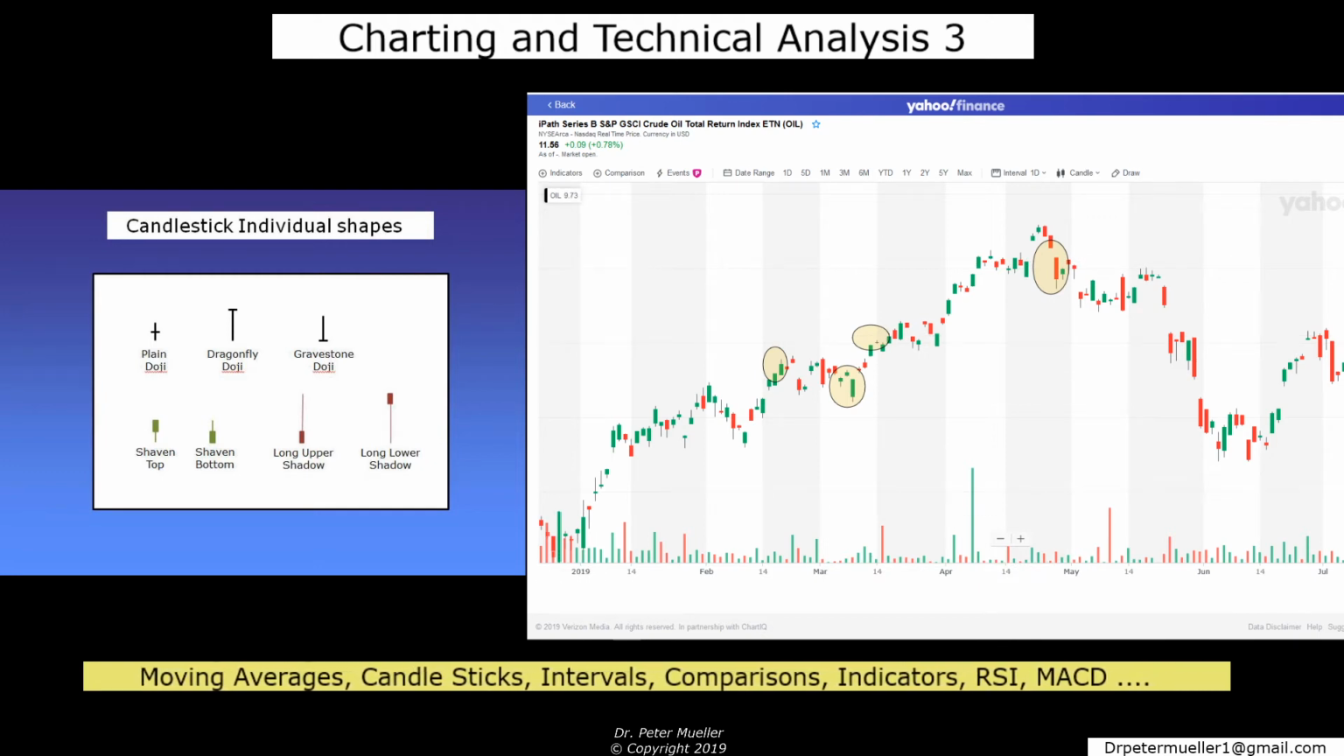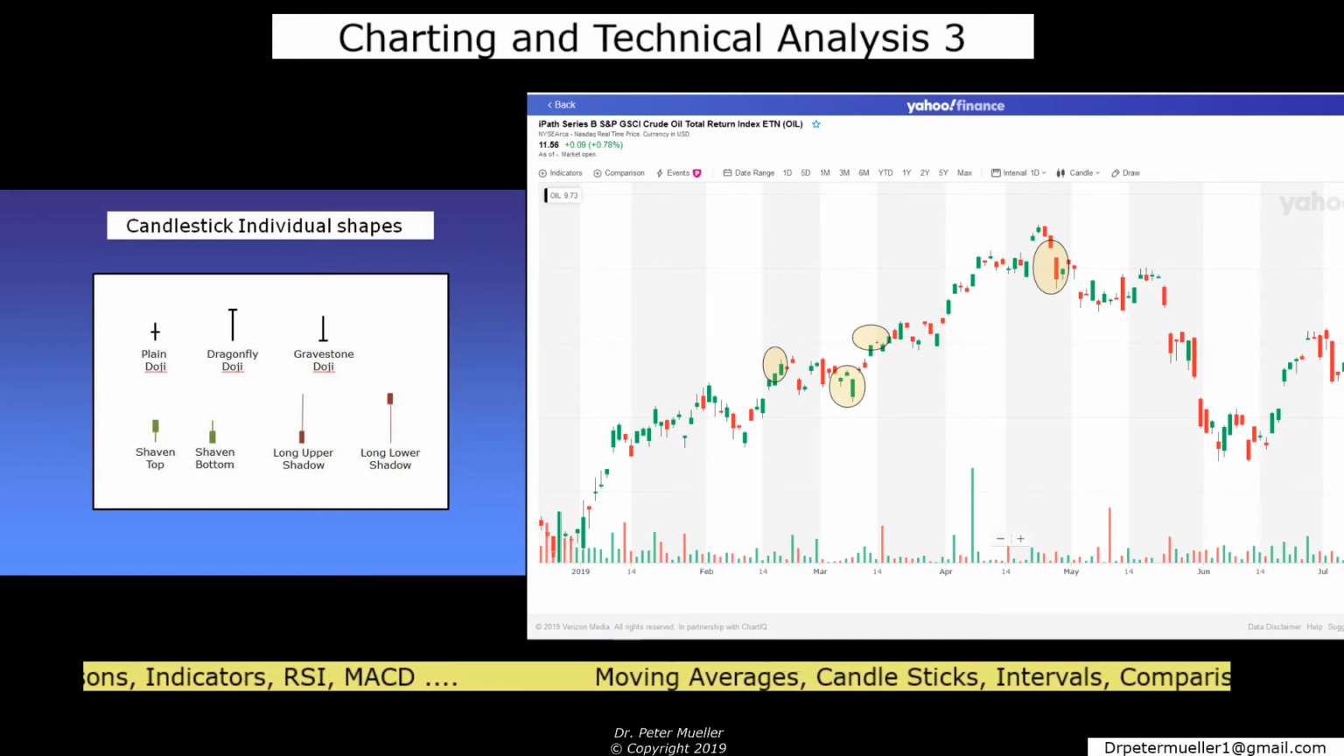There are two specific dojis which you can find. The one type where the opening and the closing price are at the very top of the doji are called dragonfly dojis. And then when the opening and the closing price are at the very bottom, these are called gravestone dojis.